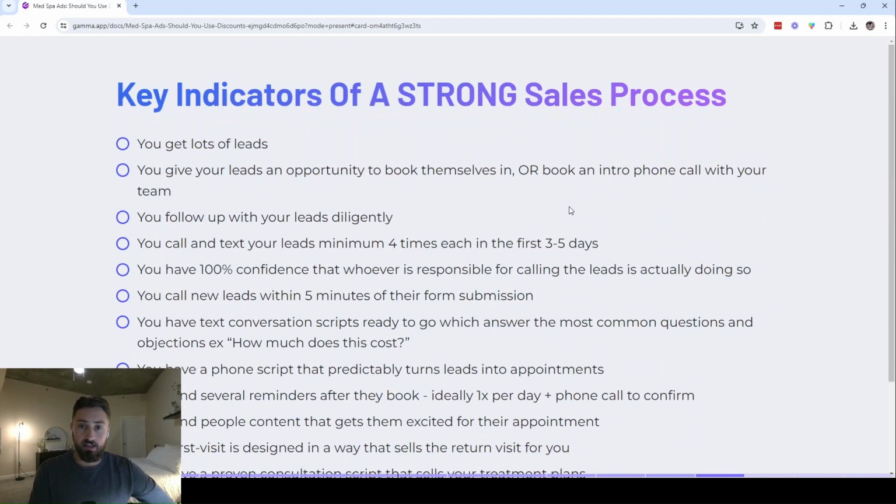And so here are the key indicators of a strong sales process. So you get lots of leads, right? So instead of getting no leads, you get lots of leads.